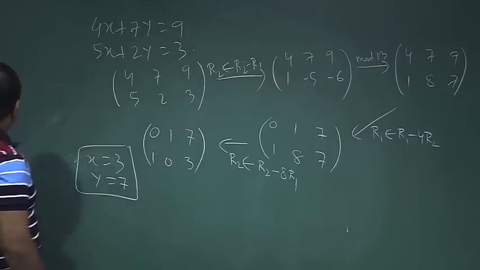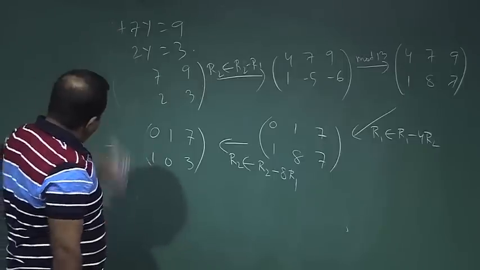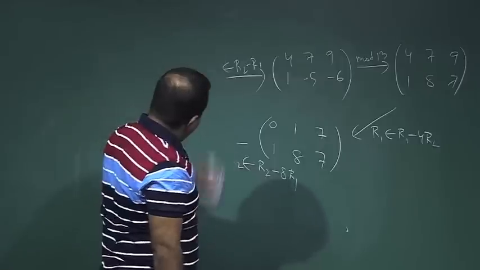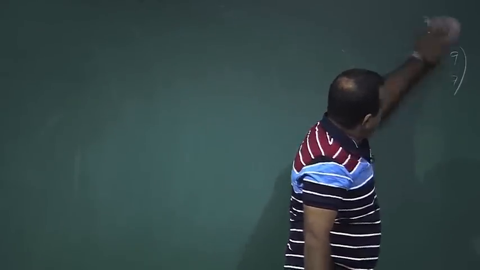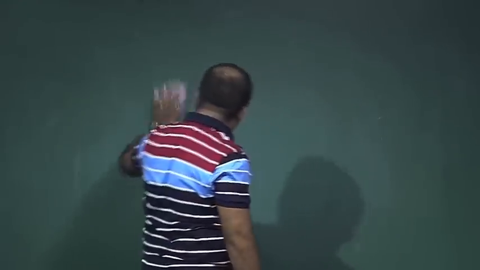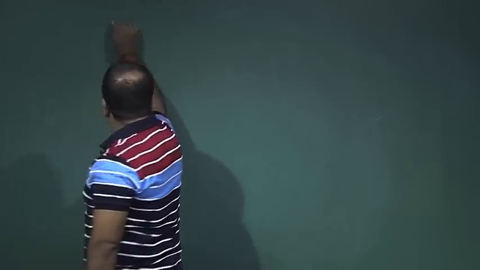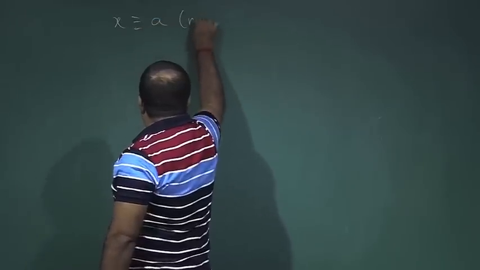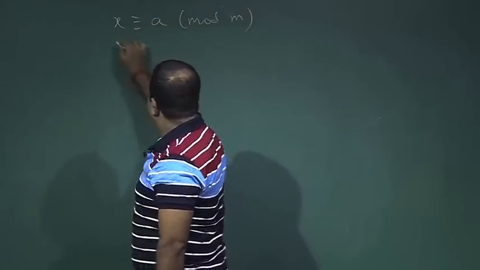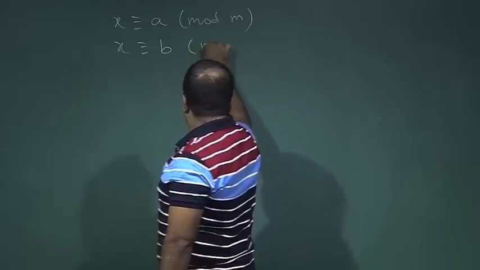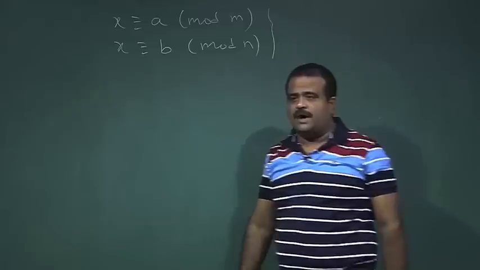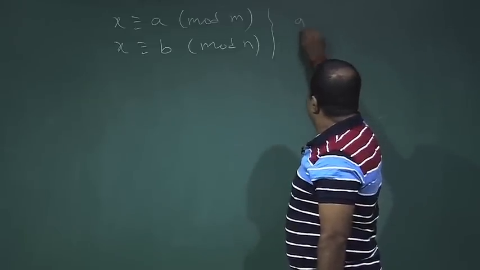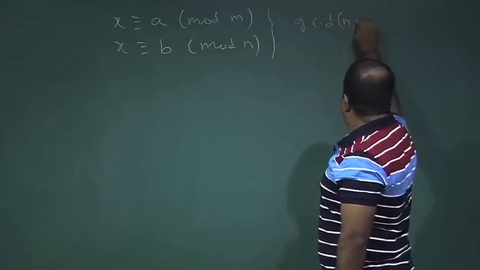Okay. Now, the Chinese remainder theorem. Basically we want to have a system of modular equations, where we have more than one equation and we want to solve them. Say, for example, suppose we have x congruent to a mod m, and x congruent to b mod n. So, these two are the modular equations we have, and here we are assuming GCD of m and n is 1.